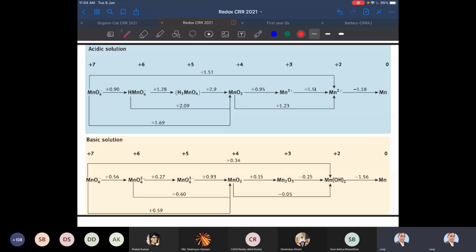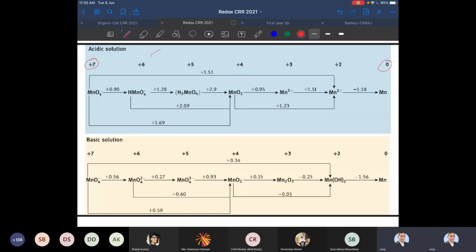Okay, let's continue. What I have shown here is another Latimer diagram, of manganese. You have an interesting chemistry in that you have multiple oxidation states. +7 goes up to 0. Of course, we don't have any negative ones. That's quite straightforward, without any confusion in making the Frost diagram.